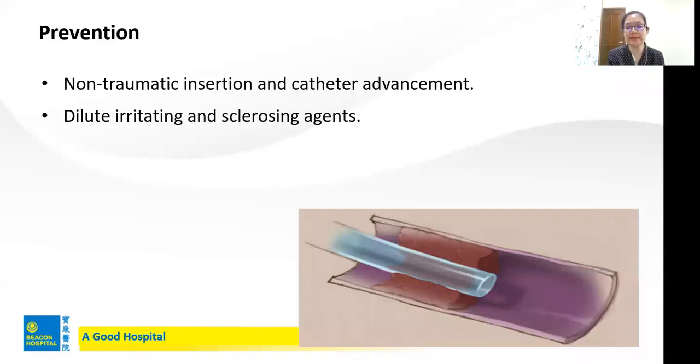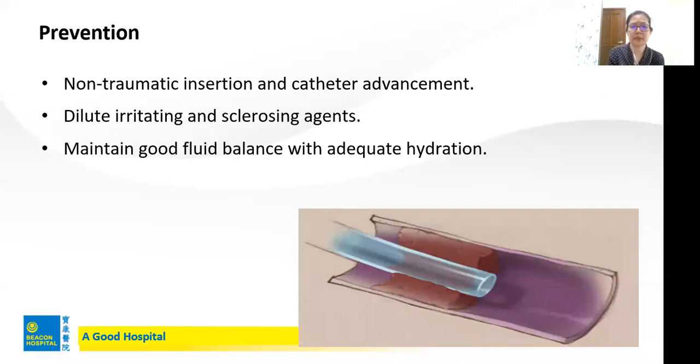Diluting irritating or sclerosing agents. Okay, so you won't damage the internal lumen of your vein, and then there's a high risk of getting stuck with all these, could be a clot, could be cholesterol or anything. Maintain good fluid balance with adequate hydration so that your blood won't be too thick.